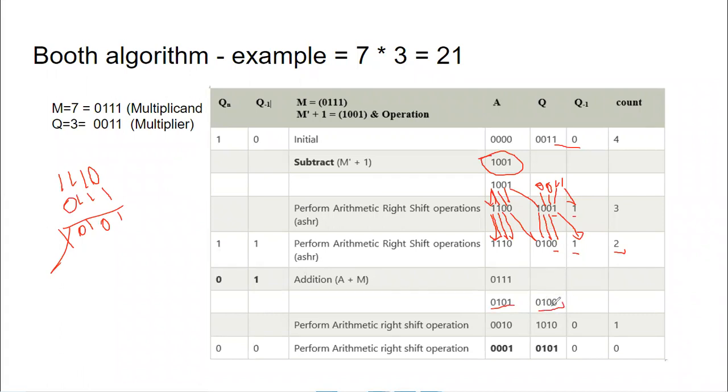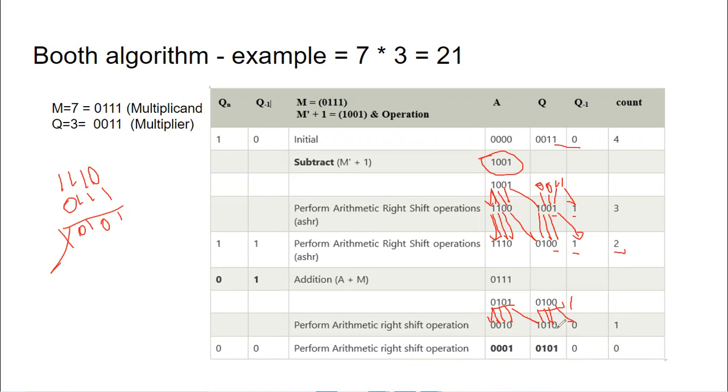And Q you write as such, and Q minus 1, sorry, not Q but Q minus 1. Then we have to do an arithmetic shift. So when we do, this will be overwritten 0, 0, 0, 0. And this 1 comes here, 0, 1, 0, and this 0 is written here also for the MSB. Now you decrement the count, and it becomes 1.